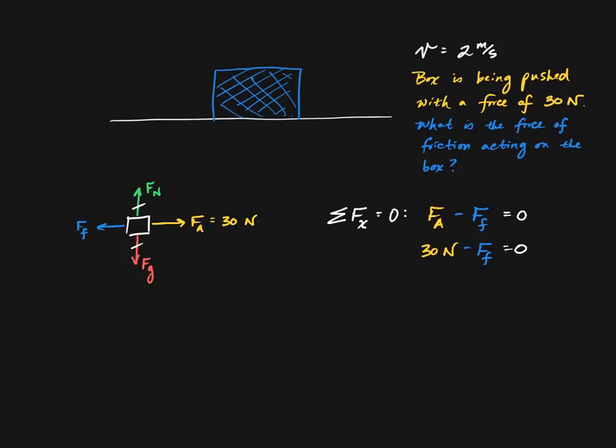So we're going to end up getting then that our force of friction in this problem is equal to 30 newtons. Okay, so here's a really simple example of how we can utilize equilibrium equations to analyze a static equilibrium or an equilibrium situation.